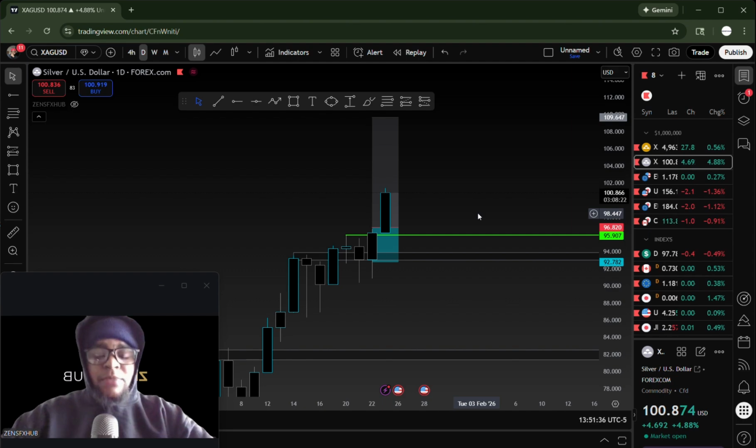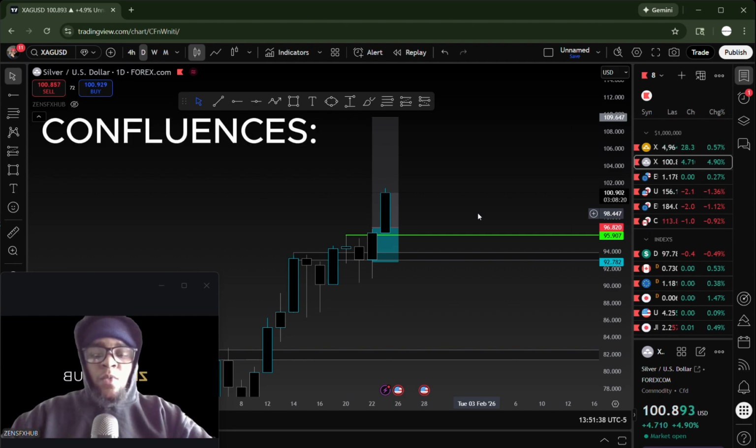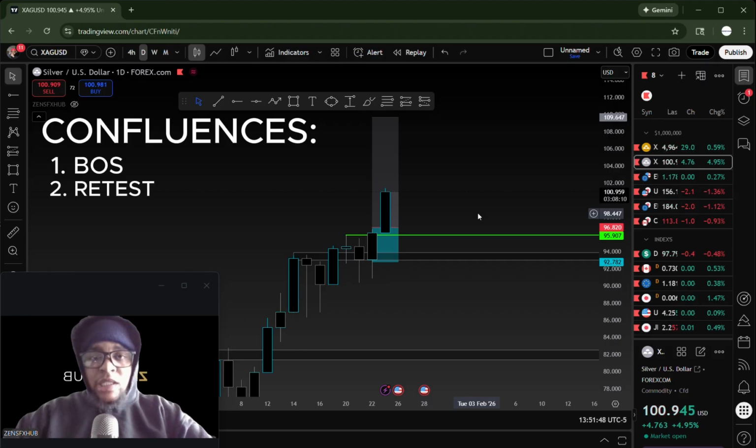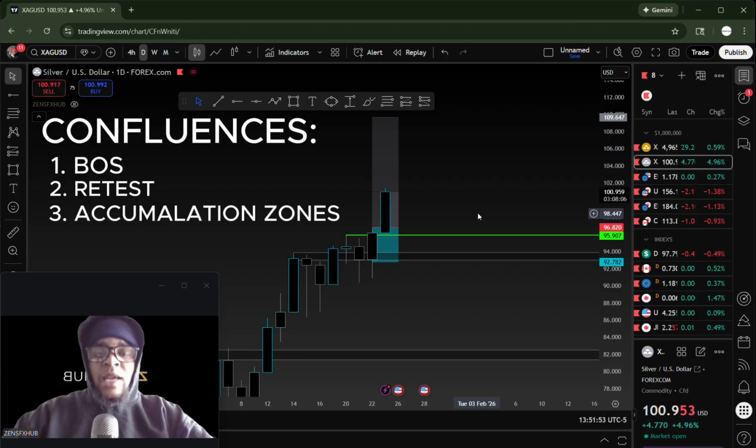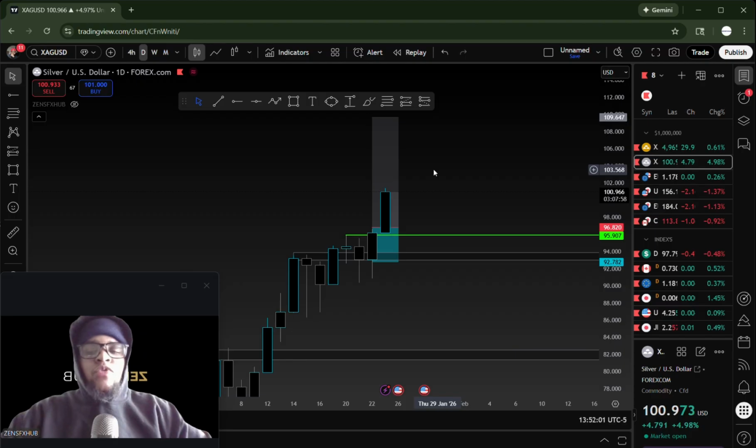So the first thing I'll ask myself is, what are my confluences, right? Do I see any of my confluences? And my confluences are a break of structure, a break above an old high or an old low, a retest to where structure was broken, and accumulation zones. And is there higher lows or lower highs being formed, depending on if I'm buying or selling? That's it, okay?